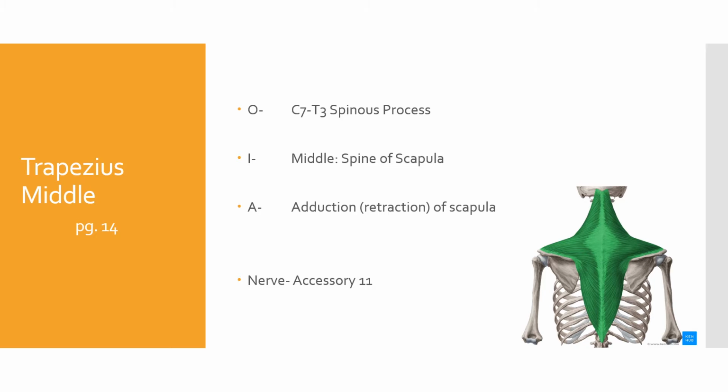Trapezius middle origin, C7 to T3 spinous process. Insertion, middle, spine of scapula. Action, adduction or retraction of the scapula.